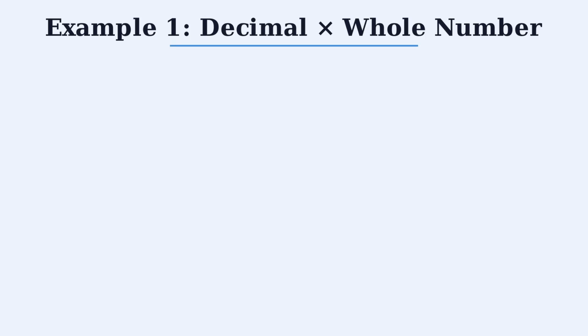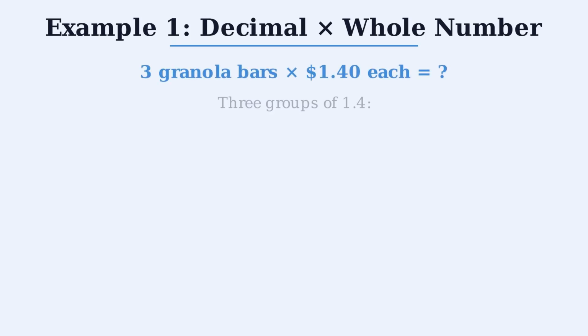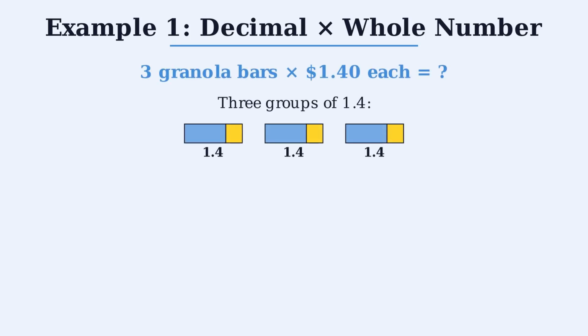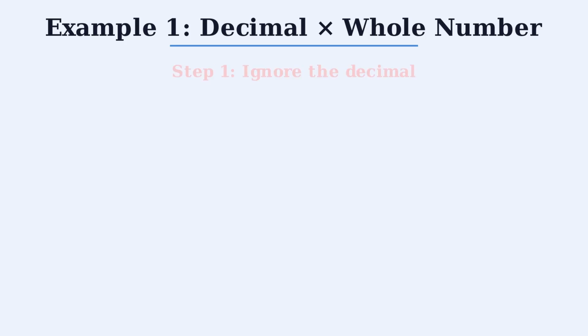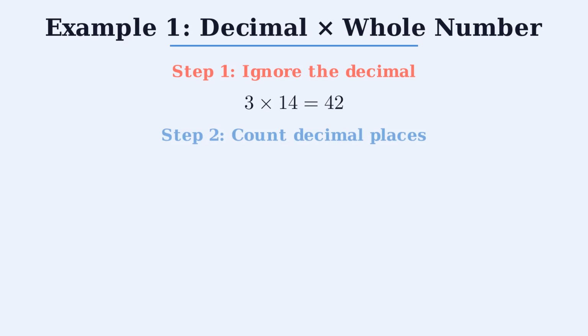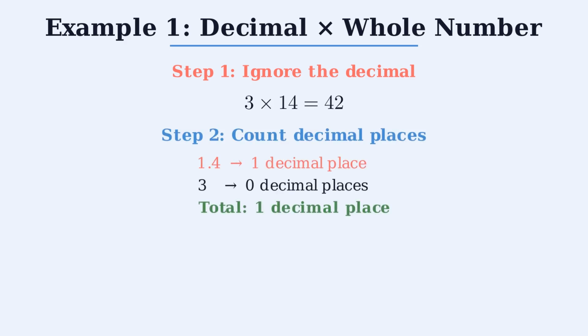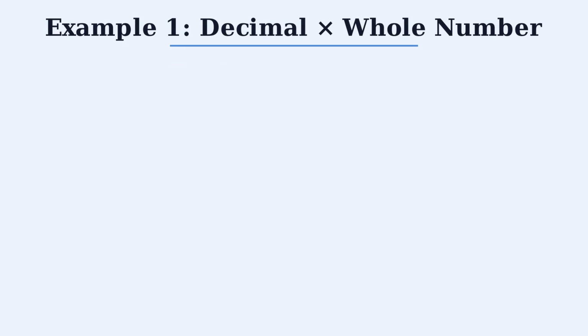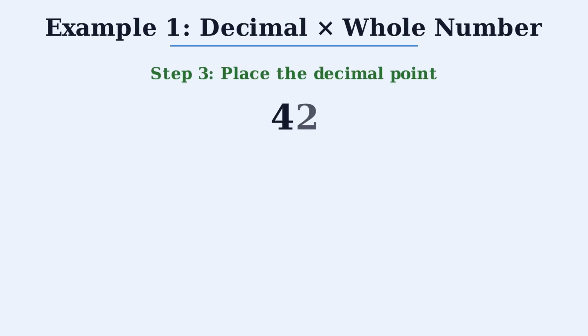Let's try our first example, 3 times 1.4. Maybe you bought 3 granola bars that each cost $1.40. How much did you spend? First, let's picture this. We have 3 groups of 1.4. Now let's use our trick. Step 1. Ignore the decimal. Multiply 3 times 14, which gives us 42.